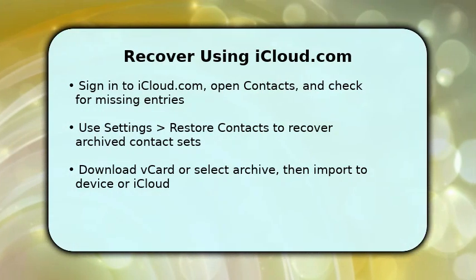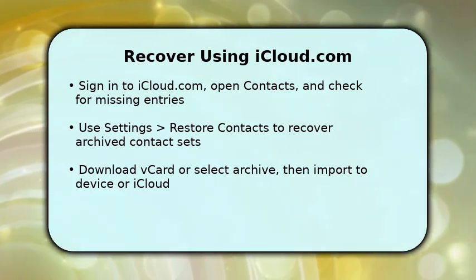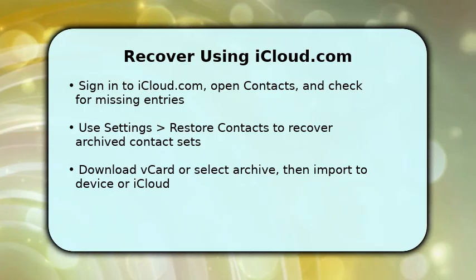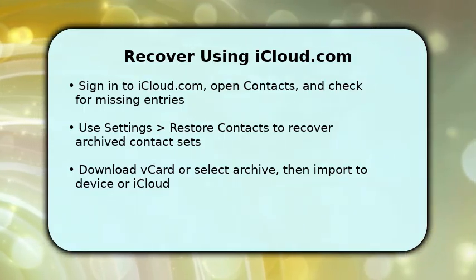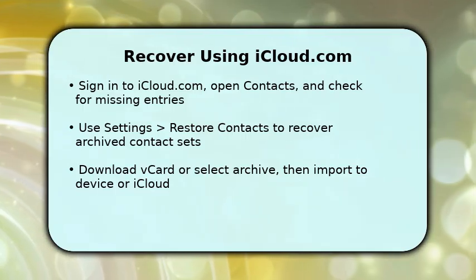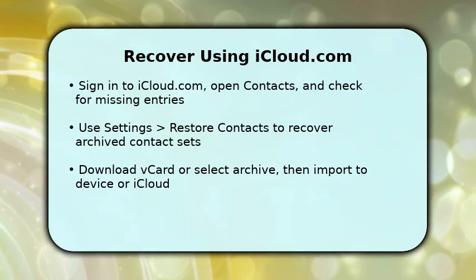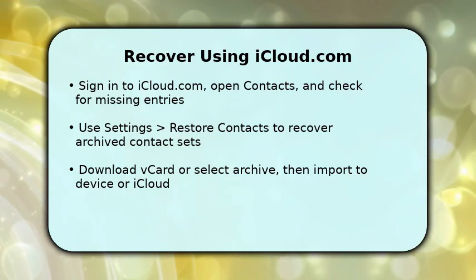You sign into iCloud and open Contacts to inspect what's missing and what remains. Then go to Account Settings and choose Restore Contacts. iCloud keeps archived sets you can select by date. Once you pick an archive, iCloud merges or replaces contacts depending on the option. This restores the list server-side, so your device will sync it down.